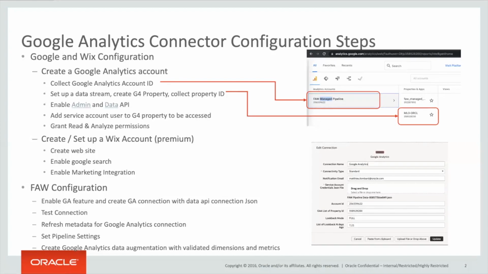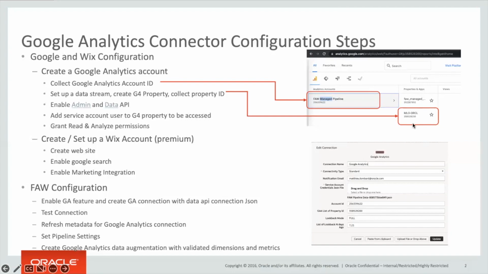Once we have that set up, we'll create a data stream for one Google 4 property. That's going to be our property ID that we're going to be using in the connection, and that will correspond to one data store. So we'll need to collect that property ID with the data stream.